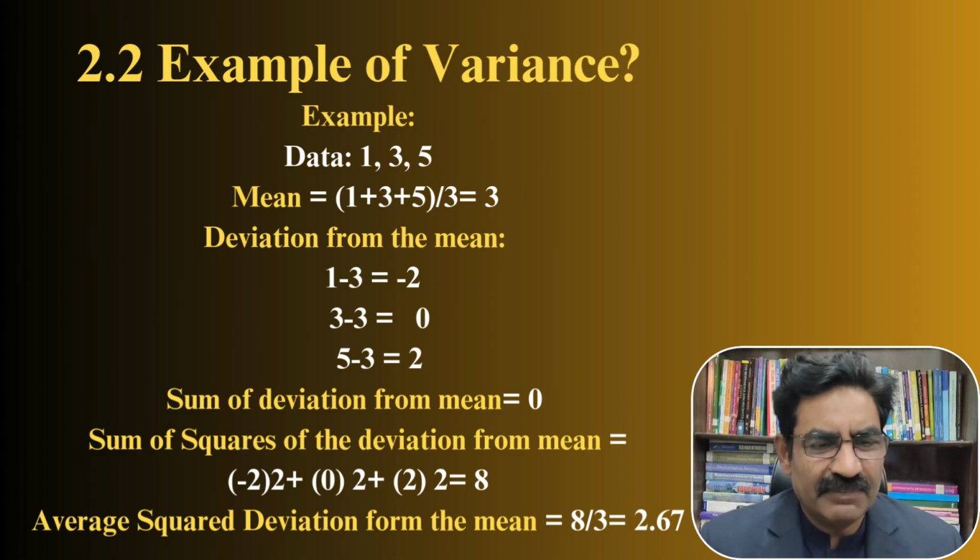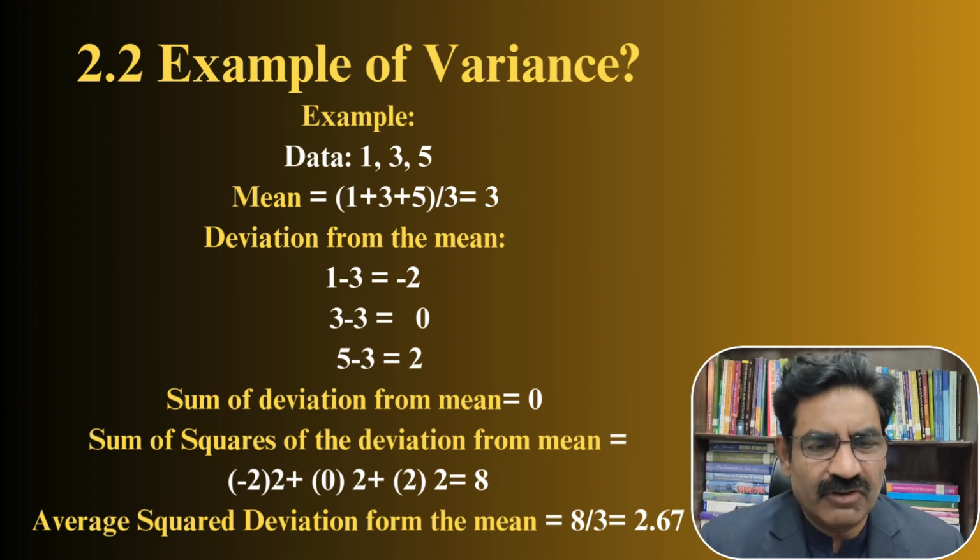So now if we sum all the deviations, minus 2, 0 and 2, it is 0. So sum of deviations is always 0. If somewhere you get a sum of deviations other than 0, then there might be some fault in the calculation, as sum of deviation or total deviation from the mean is always 0, because the mean is the central point of the data.